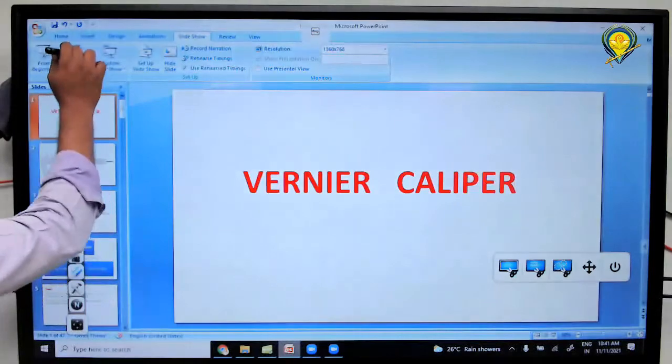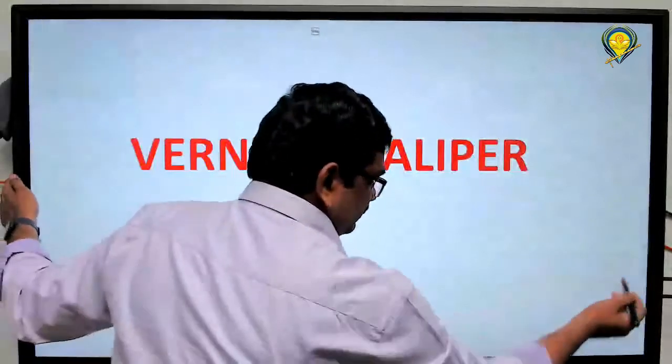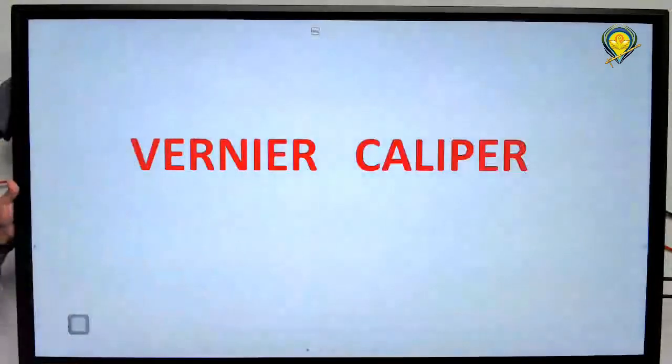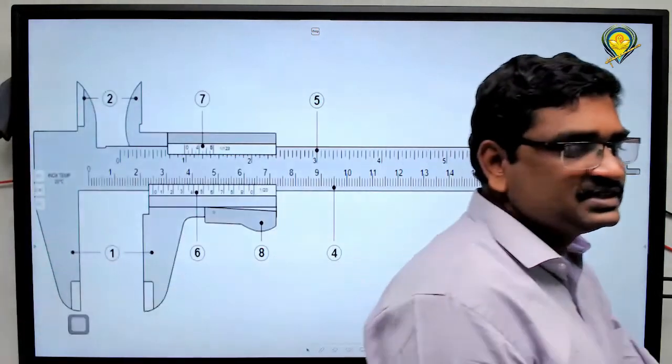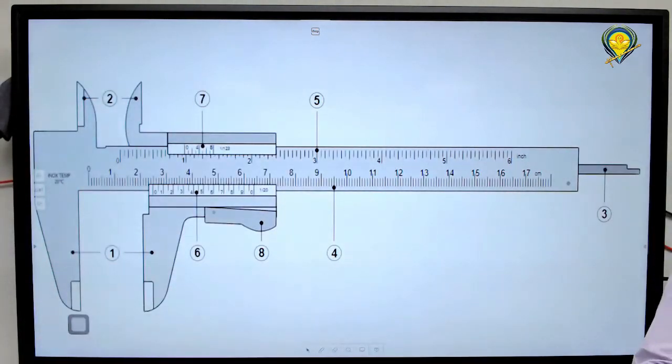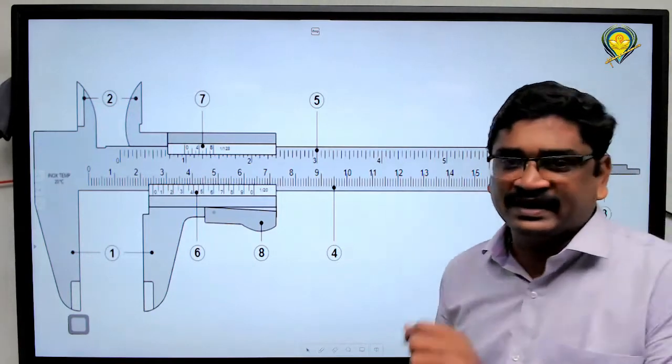Now, let's go through the basic theory of vernier calipers. This is the basic diagram of vernier calipers. Check this diagram once. What are the different parts of vernier calipers?